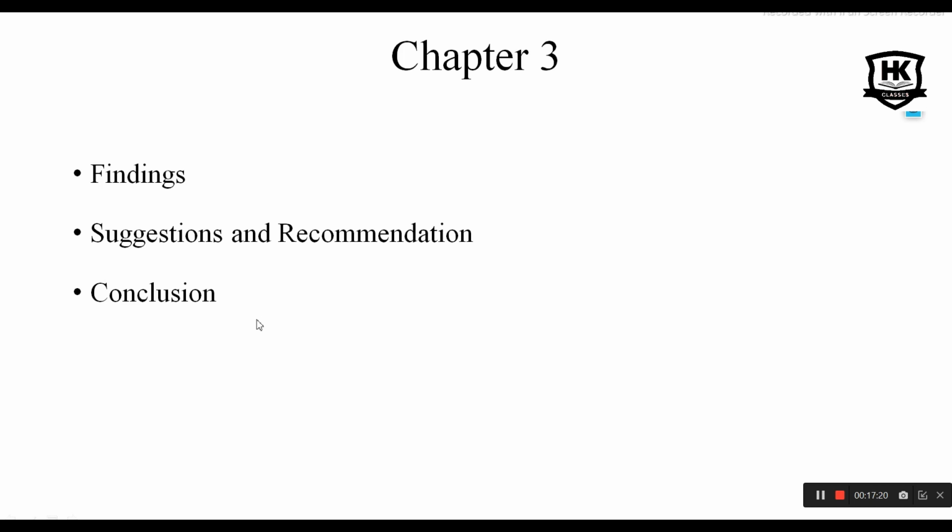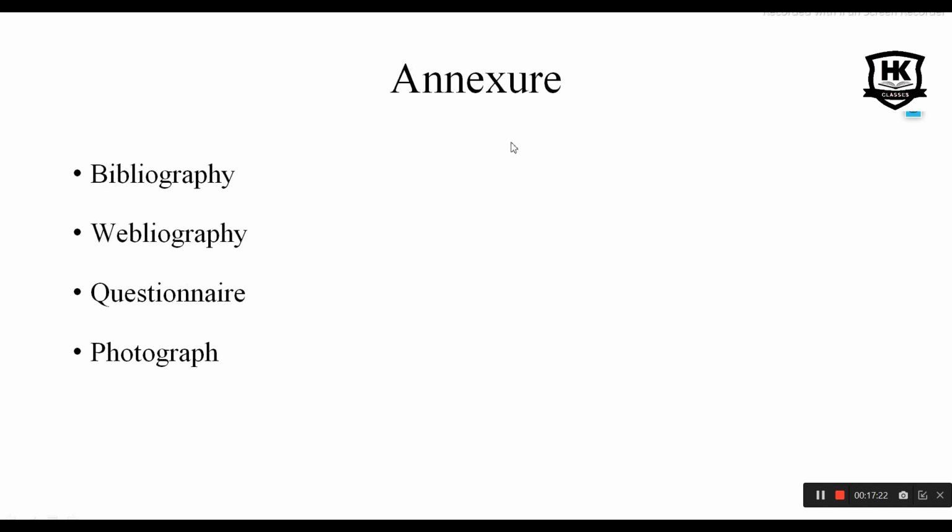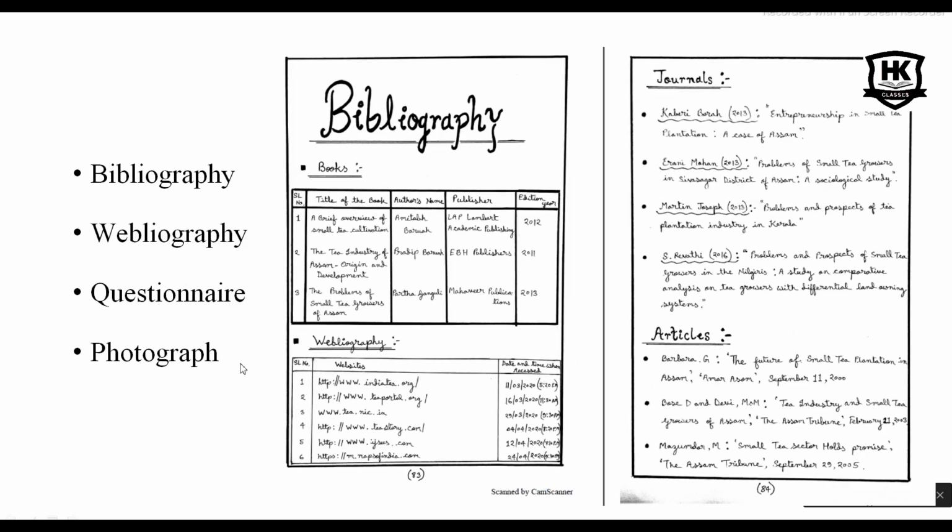Next is annexure: bibliography, questionnaire, photographs. Bibliography means what? Books, journals, seminar papers, magazine reports, news reports, whatever you have taken. Mention that thing. On that day, this news has been studied. This paragraph has been taken from this journal. Those things have to be mentioned under bibliography.